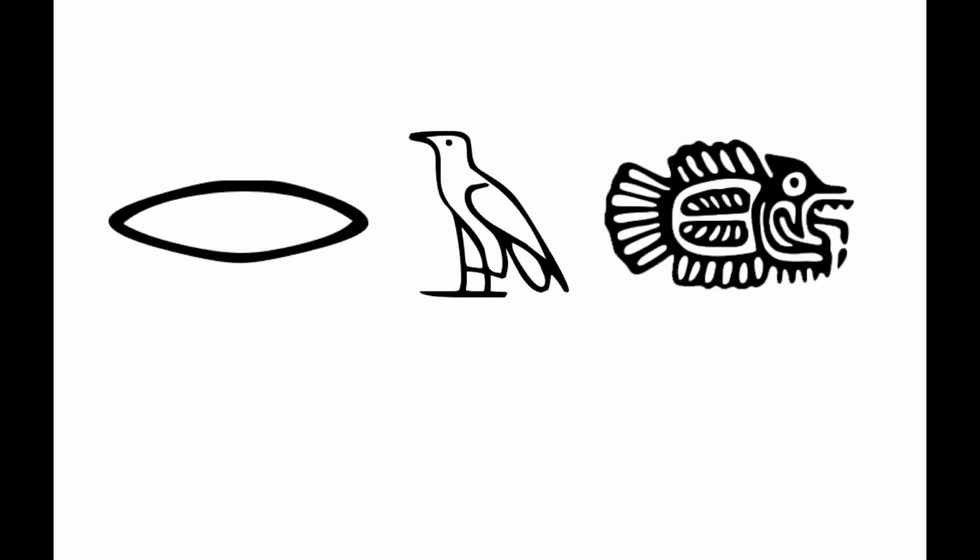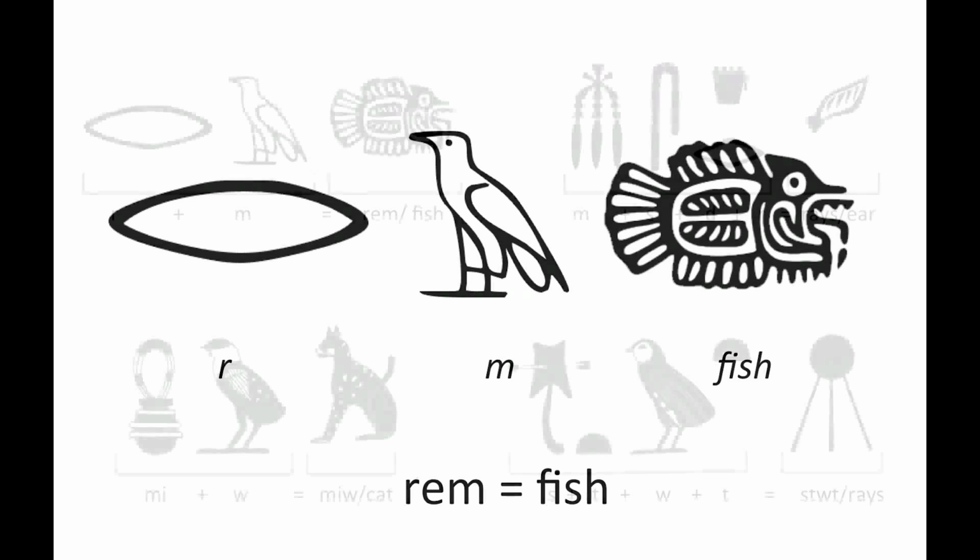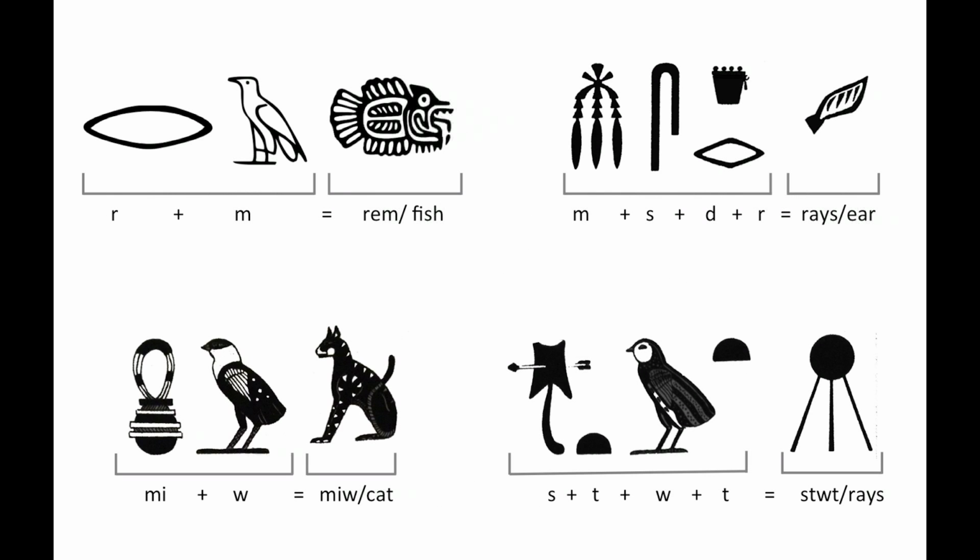The first 2 signs are phonetic letters. The symbol that represents a mouth is the letter R. The symbol of the owl represents the letter M. These 2 letters together are pronounced Rem, which is the Egyptian word for fish and is represented in the last symbol. All Egyptian hieroglyphics are based off this principle that the last symbol represents a picture of the word the previous symbols spell out. The influence of hieroglyphics is also apparent in other writing systems throughout history.